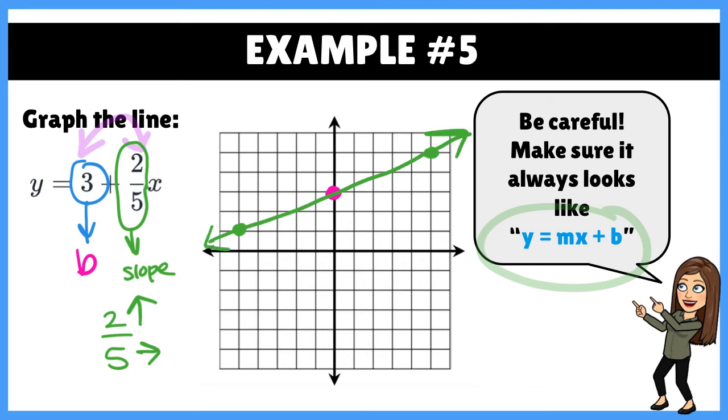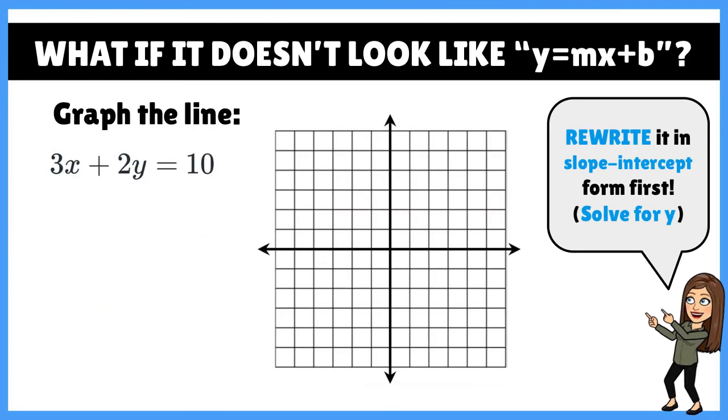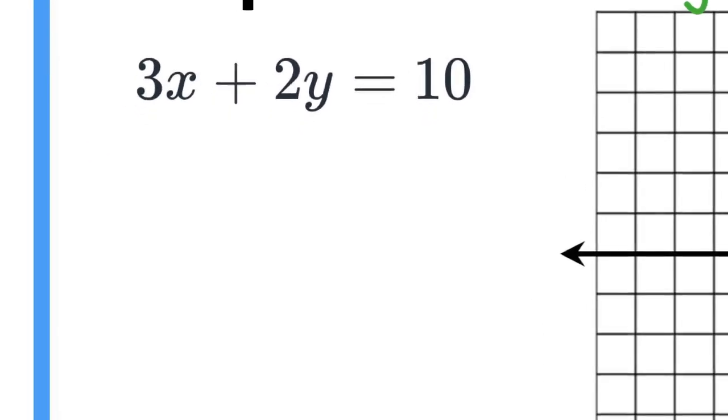All right, I have one more example to show you guys here. In this case, we have an equation that does not look like slope-intercept form. It does not look like y equals mx plus b. When this happens, you need to rewrite it. So I'm going to zoom in here and show you how we do that. We're going to try to get the y value completely by itself. This is something I taught a few days ago.